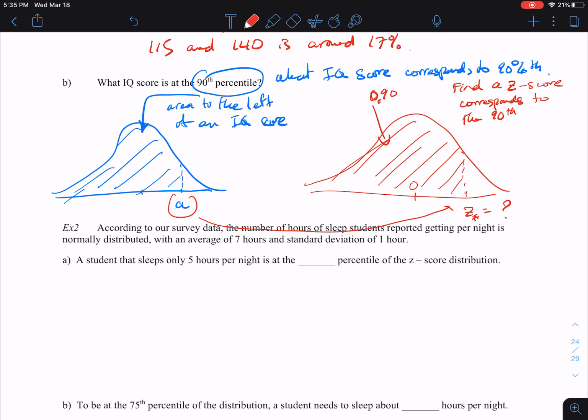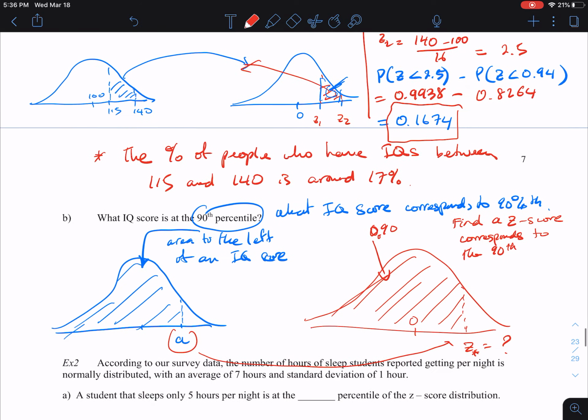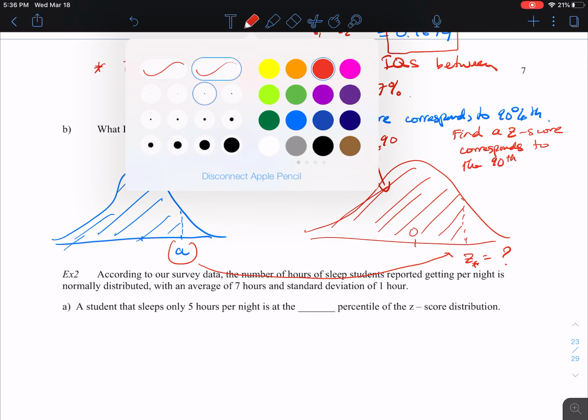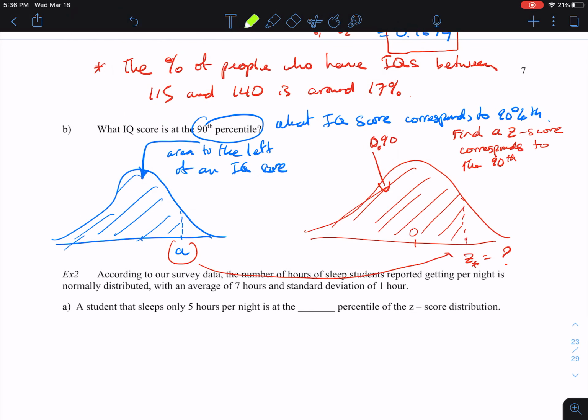Alright, welcome back guys. So in this video, we're going to continue where we left off, and that was example 1 part B. It is asking for what is the IQ score that corresponds to the 90th percentile. So to do that, we looked at how many standard deviations the score at the 90th percentile is above the mean. So we're going to use a z-score table to find the z-score that corresponds to the 90th percentile, meaning an area to the left that is 90%, or the score that is higher than 90% of all the scores.